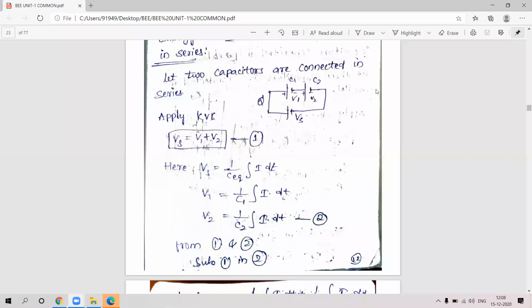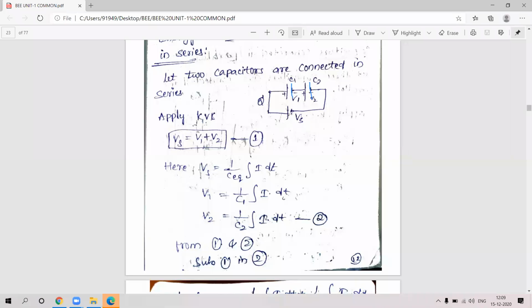Now we will see if they are connected in series, what will be the equivalent capacitance. Let us see that two capacitors are connected. You take the capacitor lines of equal length, not smaller and not longer. You take two capacitors, connected with equal length.